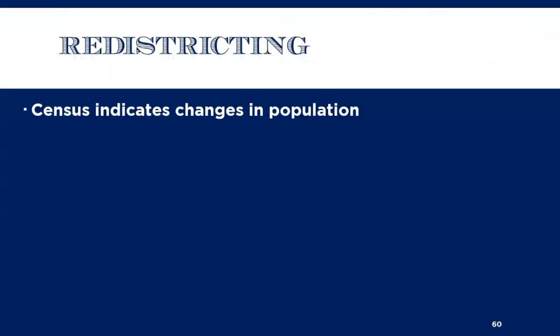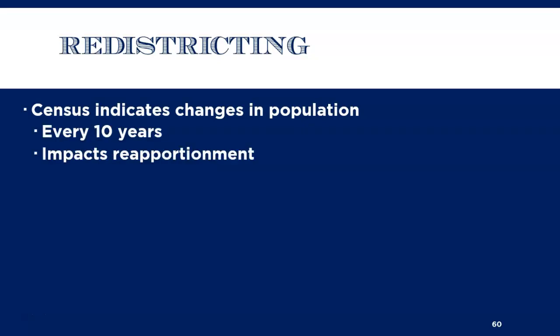A census indicates change in population. It happens every 10 years. We're actually in the middle of one right now in 2020. The last one occurred in 2010. Okay, it happens every 10 years, and it impacts reapportionment. Okay, this is the allocating of congressional seats to each state.